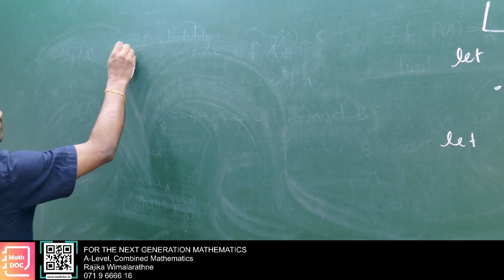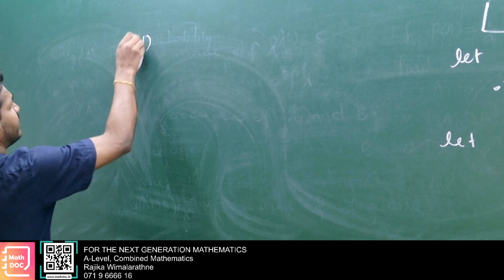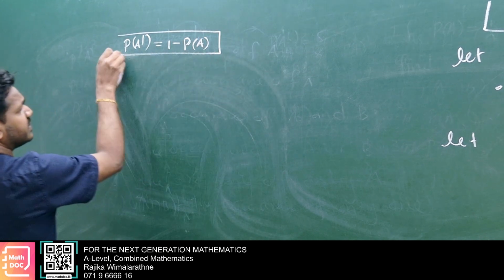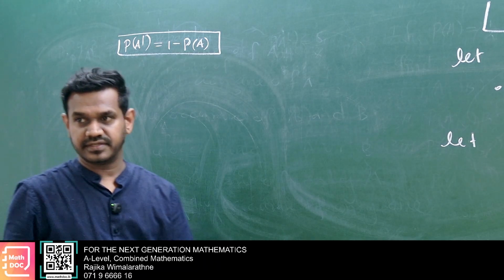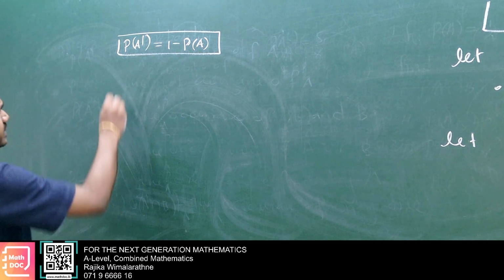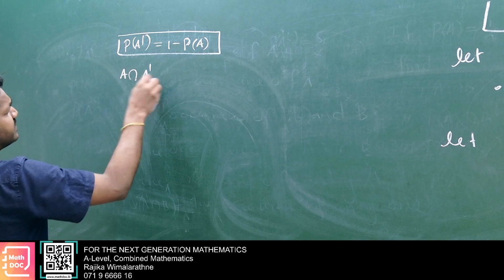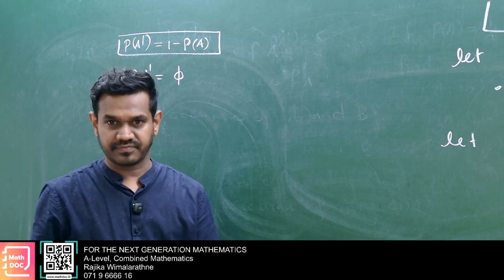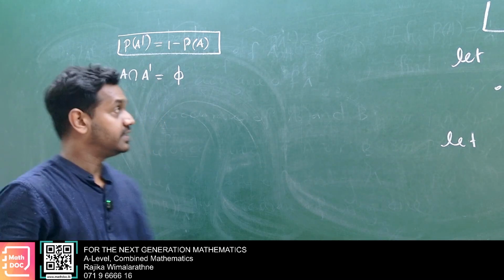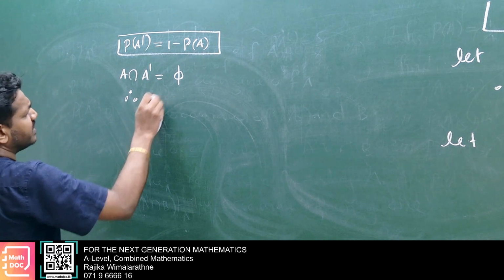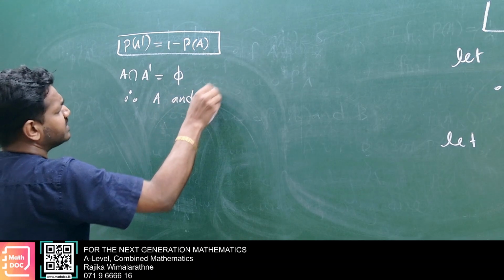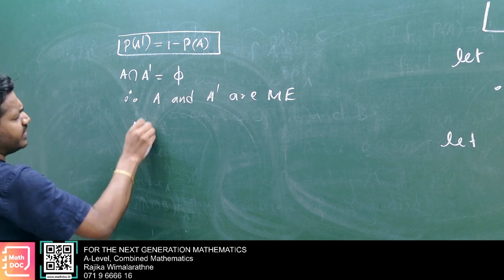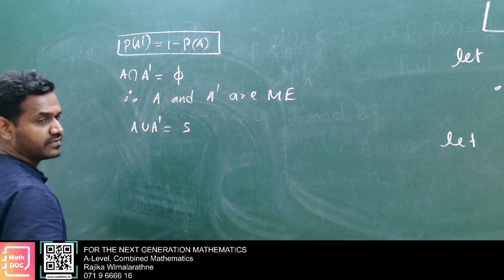Then theorem number 2 proof: P(A dash) = 1 minus P(A). See the proof here. Now you check A intersection A dash. We know this is null, no? A and A dash won't intersect, they don't have common values. Therefore, you say A and A dash are mutually exclusive. Now check A union A dash. We know that is S, no?